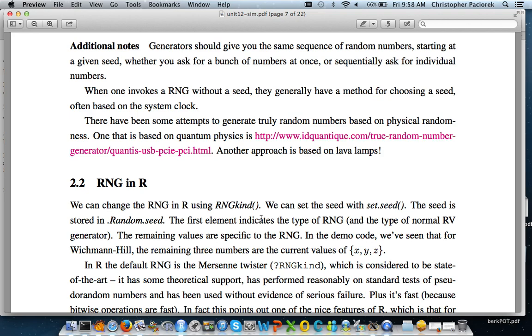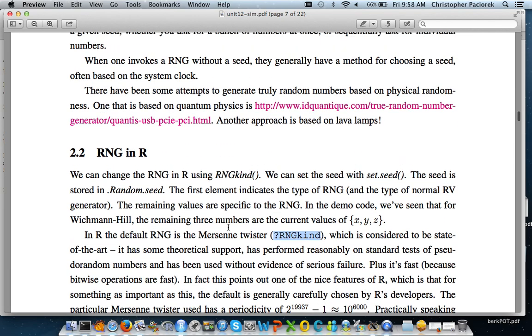So for example, with Wichmann-Hill, there's some recipe that takes a single number, the seed you give R, and converts it into these 3 numbers, which is the seed that we've just seen with the Wichmann-Hill example. And we've seen that that's stored in .Random.seed. You can get help on some of the different random number generators in R by just doing help on RNGkind.